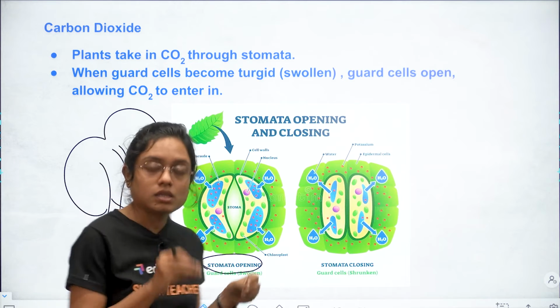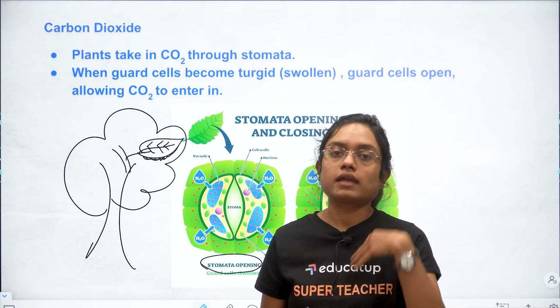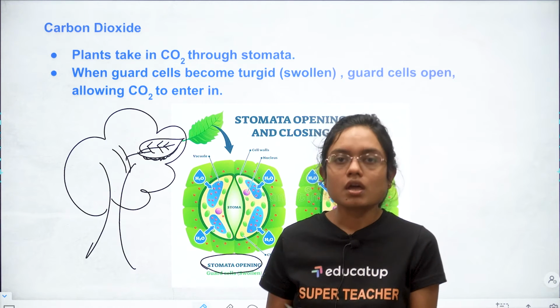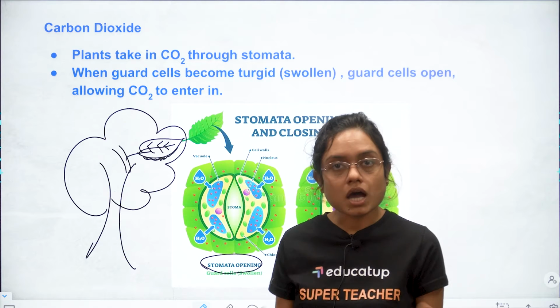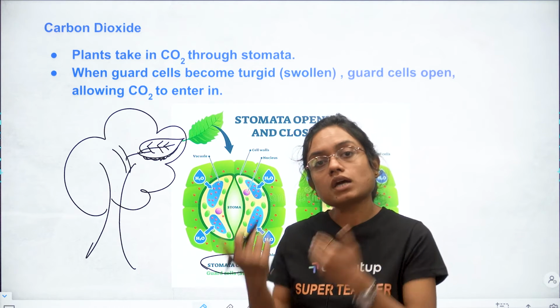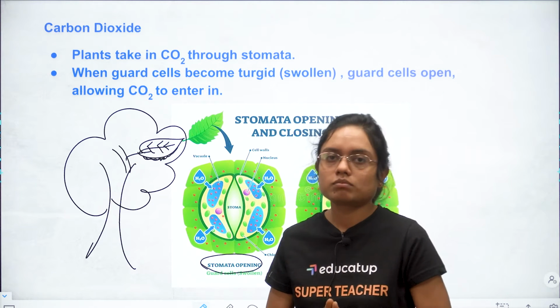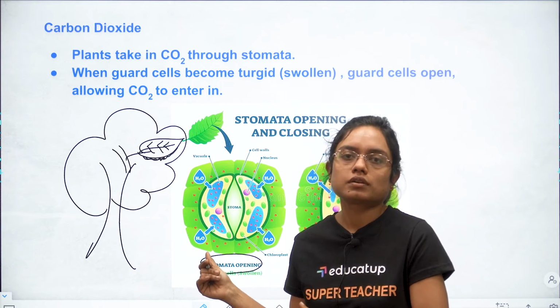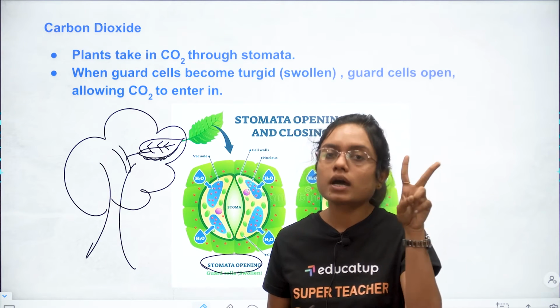So basically, in plants, intake of carbon dioxide and giving out of oxygen both occur through this stomata. ऑक्सीजन का बाहर निकलना जो कि फोटोसिंथेसिस का बाय प्रोडक्ट है, और कार्बन डाइऑक्साइड का अंदर जाना जो कि फोटोसिंथेसिस का रिक्वायरमेंट है. दोनों ही काम इस स्टोमेटा के थ्रू होते हैं. एंड स्टोमेटा इज सराउंडेड बाय 2 गार्ड सेल्स. हाउ मेनी? 2 गार्ड सेल्स.